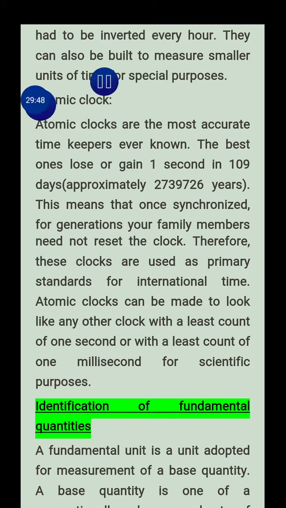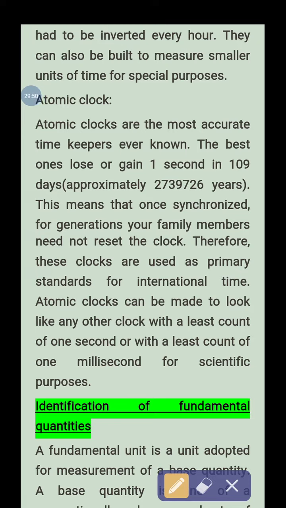You know, if you have set the time, then your family will need to reset that clock only after 2739726 years. Okay, then this is the most accurate clock.